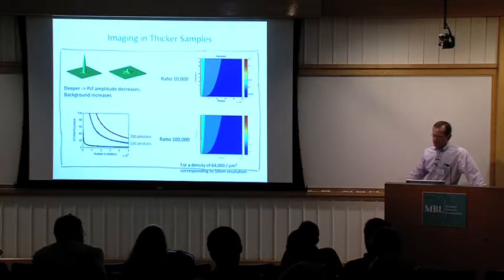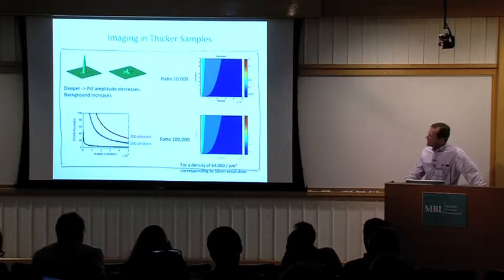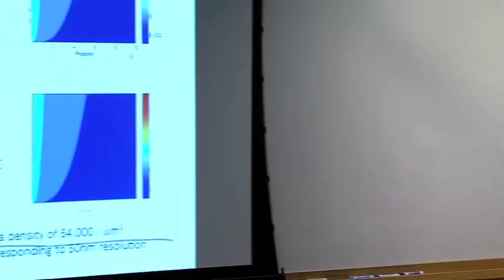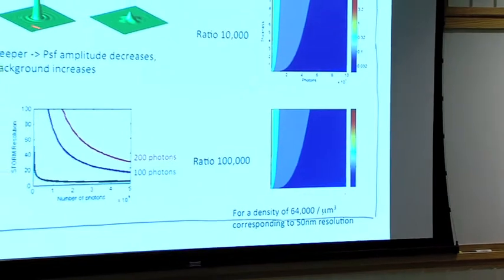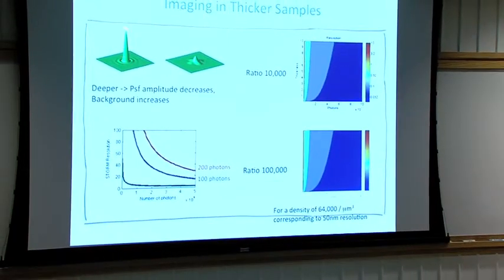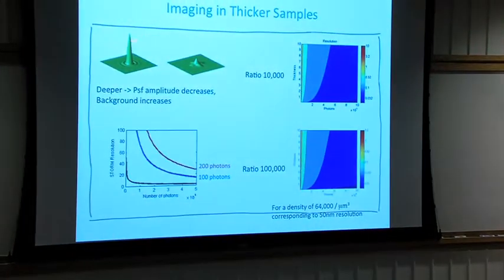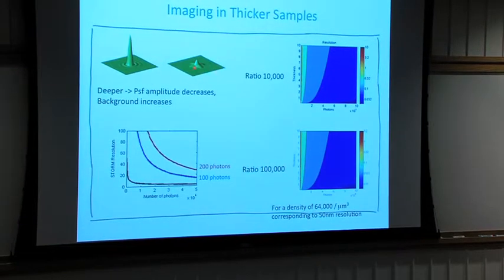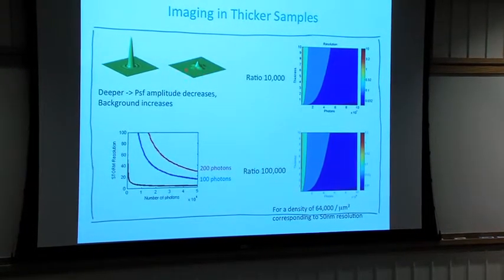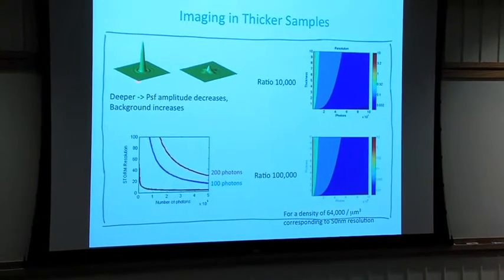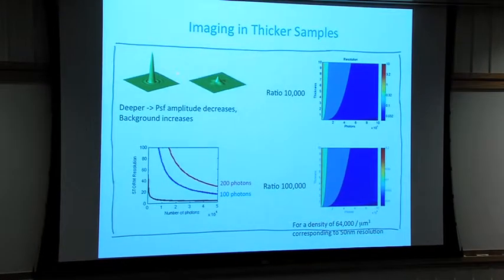So if you want to do this in thicker samples, you encounter a couple different problems. One is that if you start imaging through a thick sample, your point spread function, so the image of one single fluorophore, is going to get degraded. You're going to go from some nice cone of light with a high peak intensity to something that's got a much lower intensity and a distorted shape. And this is due to aberrations which both reduce the peak intensity and distort the shape.